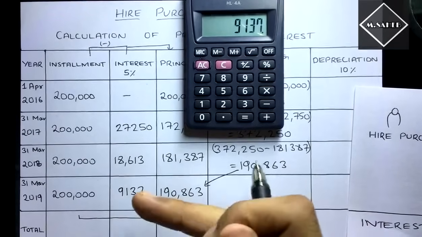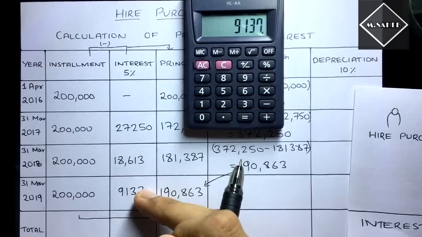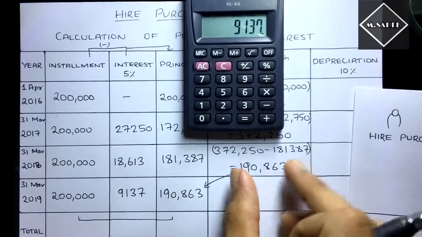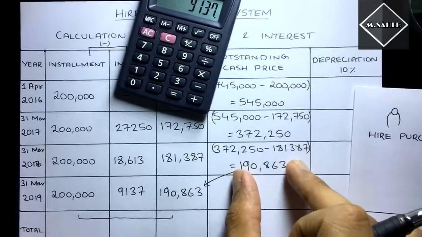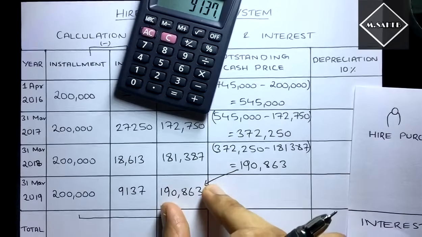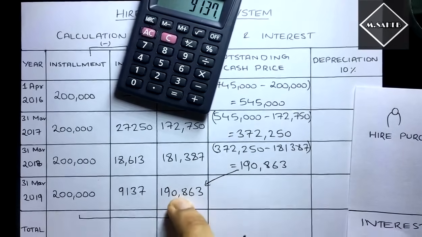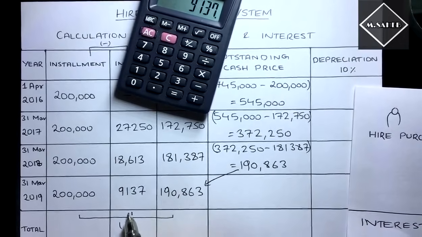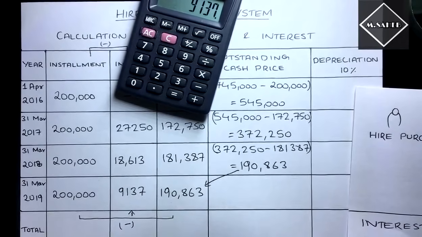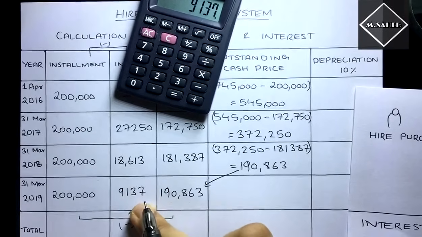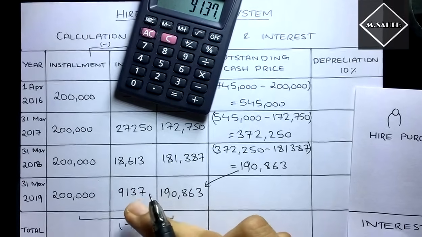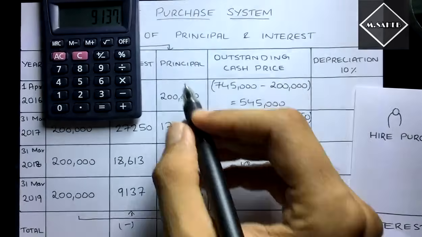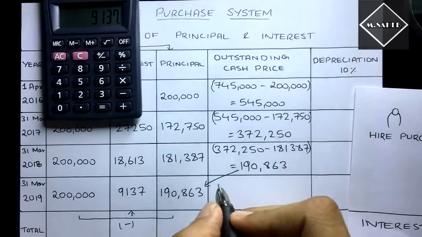See, in the last year you don't have to calculate the interest directly. You have to take the last year's outstanding cash price directly into the principal amount, and then deduct it from the installment, and you will get the interest. This is how you need to calculate the last interest. Don't calculate it with a percentage; if you do, it would be wrong. Do it like this.